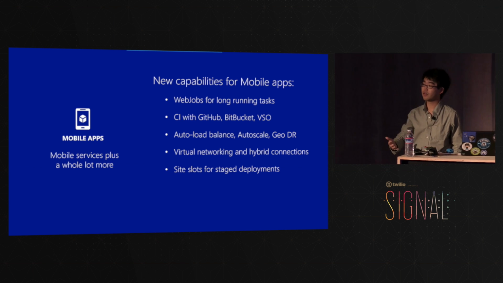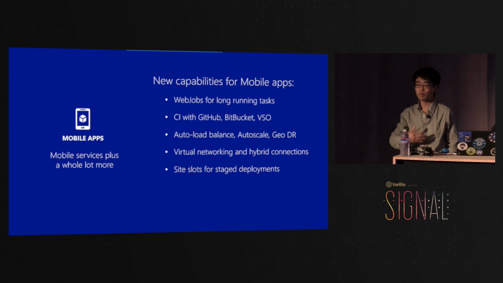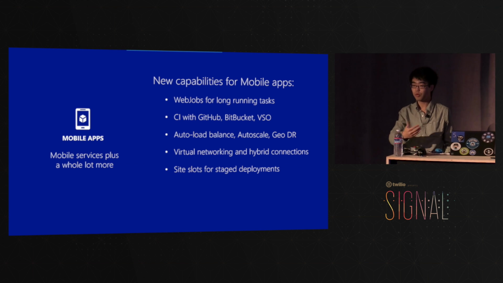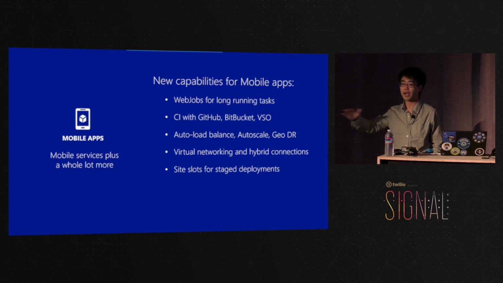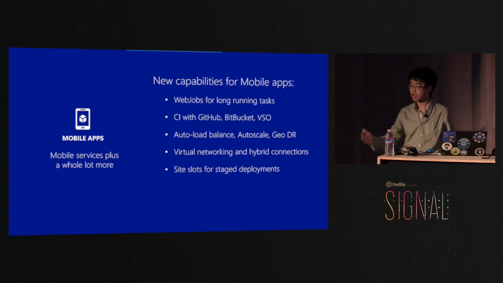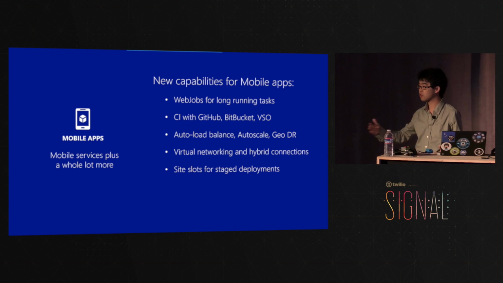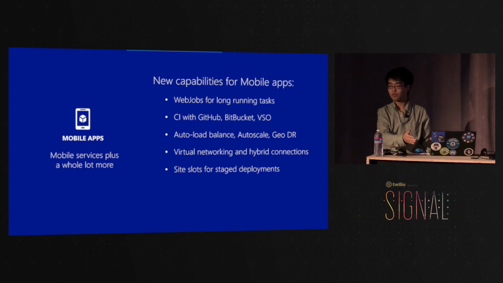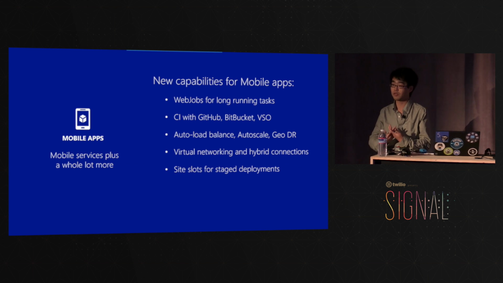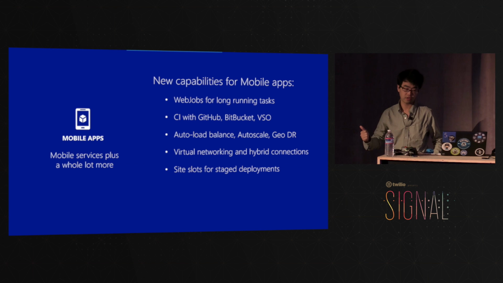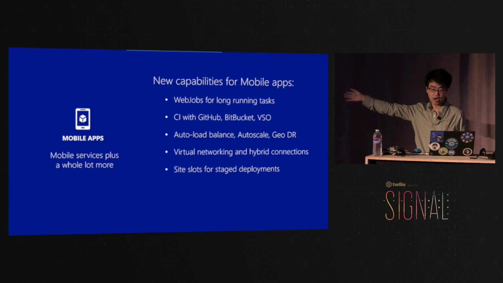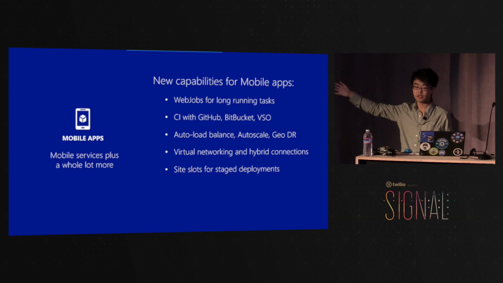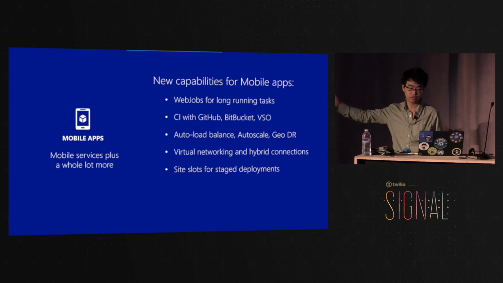The nice thing about this is that everything I just said about web app, we inherited all the capabilities in mobile app automatically from a backend perspective. So slots, continuous integration, all this greatness, we just get it from web app automatically for you. And from our perspective, we don't need to do a lot of engineering work to support them either. So that's why you see web jobs and CI, auto scale, all these things happening here as well, virtual network, stuff like that.